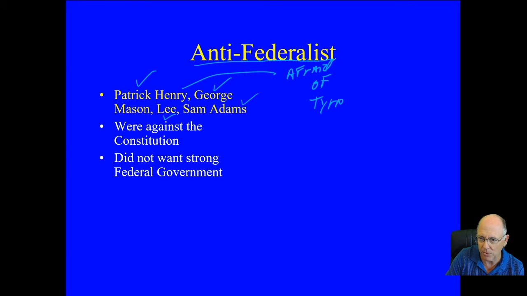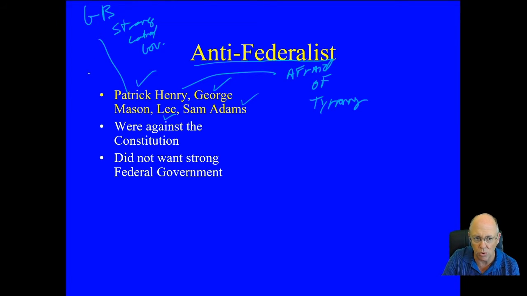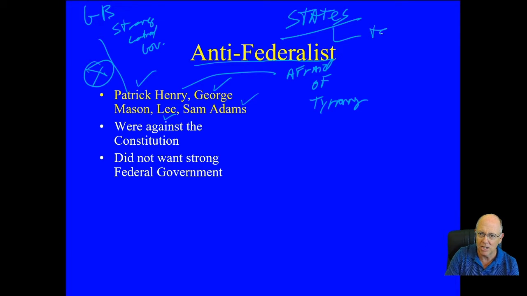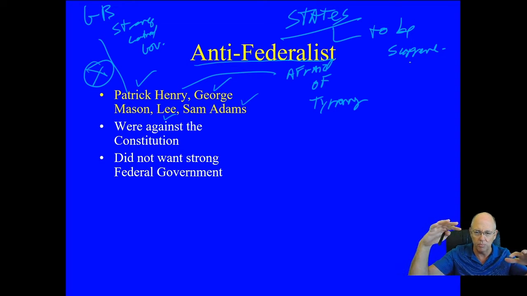Think about it this way. They just got done fighting Great Britain, which was a strong central government. Great Britain was trying to control them with taxes and things of that nature and limit their power of self-government. And they said, no, we're not doing that. We want the states to be supreme. They are the party that wants the states to be supreme. They want the states to have power above the group.